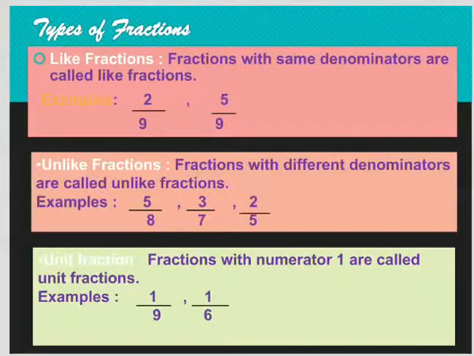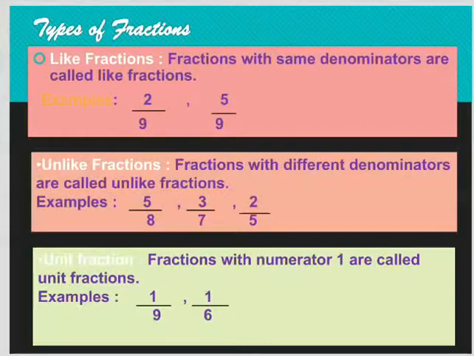Okay. The next topic is unlike fractions. It is just the opposite of like fractions. In this case, denominators are different. Let's take this example: 5 by 8, 3 by 7 and 2 by 5. In all these three cases, you can see that denominators are different. So if you see some fractions and their denominators are different, then these types of fractions are called unlike fractions.